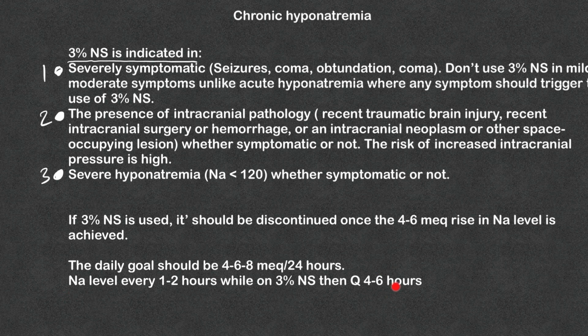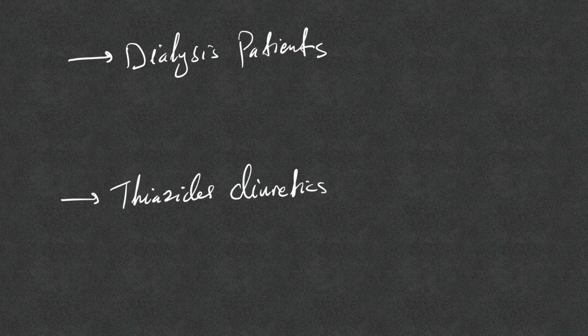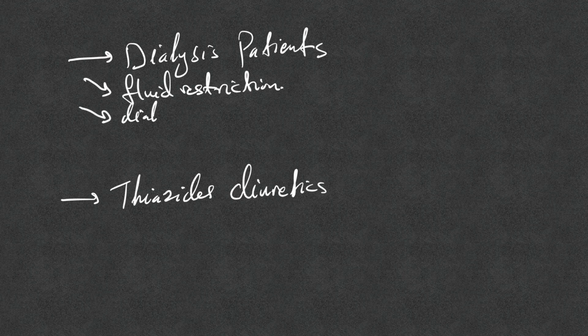Now let's have some details about some of the causes of chronic hyponatremia. The first thing that comes to my mind whenever I see hypotonic hyponatremia is to ask: is the patient a dialysis patient, end-stage renal disease on dialysis? And if it is yes, this explains everything. So you can, of course, do fluid restriction and of course dialysis, hemodialysis. If there is any emergency, just consult nephrology to perform emergent dialysis. So this is the first thing I check whenever I see hypotonic hyponatremia.